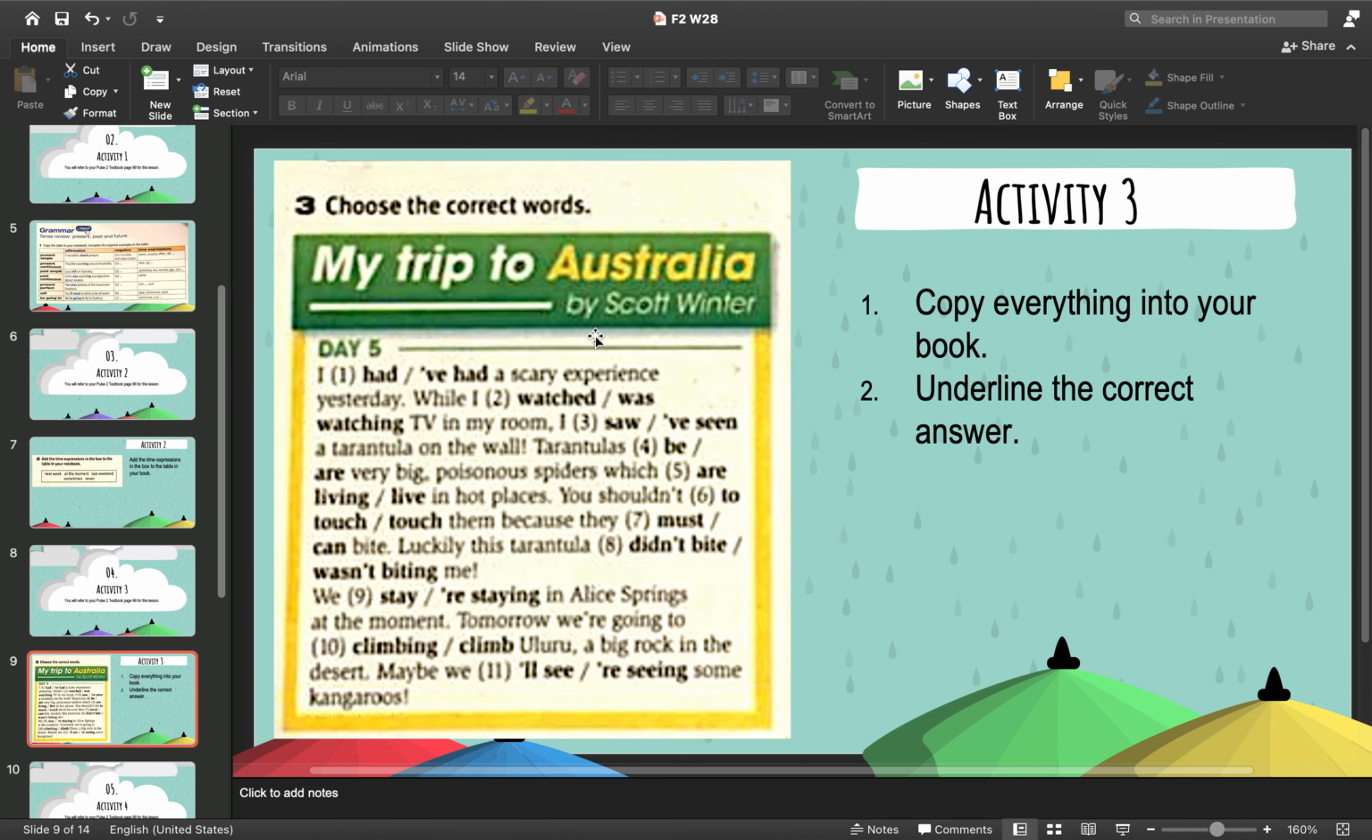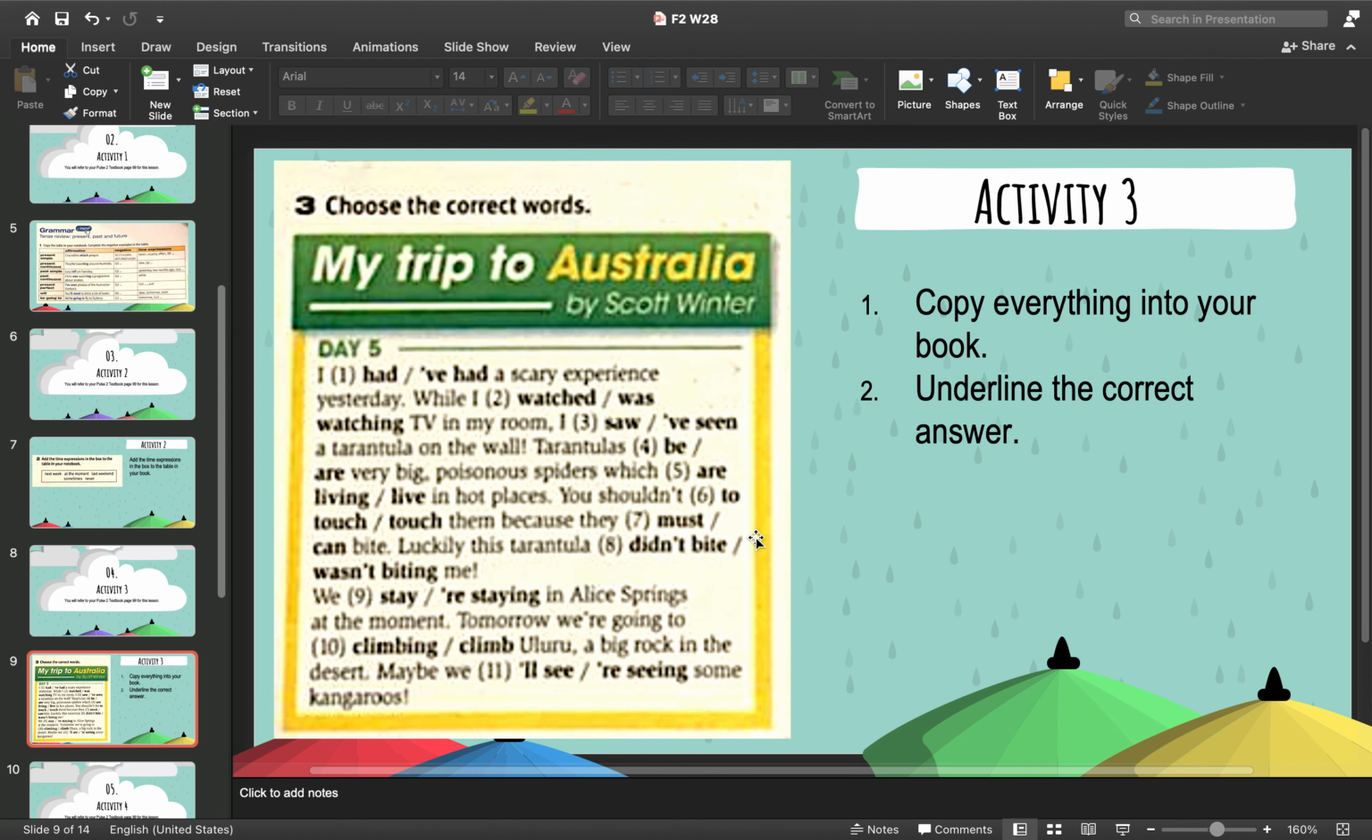So for activity number 3, you are going to copy everything. Salin semua ni. My Trip to Australia by Scott Winter. Okay, so kamu akan salin semua ni, and then you will underline the correct answer. Dekat sini kamu ada pilihan jawapan. Okay, so kamu akan underline the correct answer.